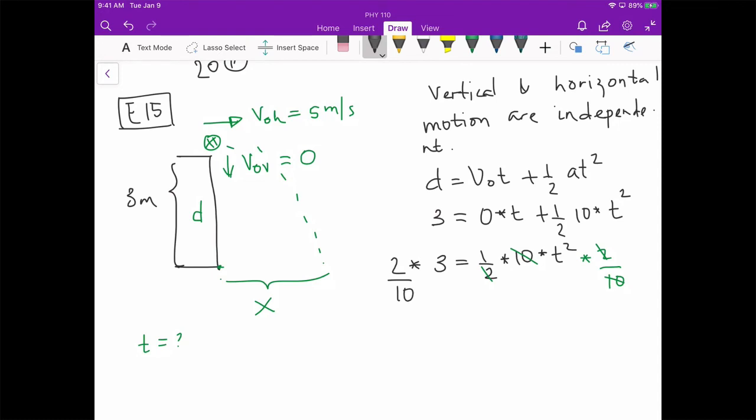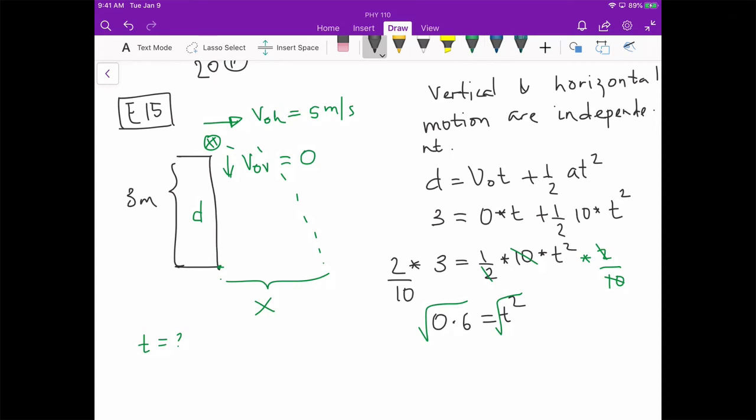Then what will this be? This will be 2 times 3 is 6. 6 divided by 10 is 0.6, which is equal to t squared. So 0.6 is not t, this is t squared. So what do you do to get the value of t? Square root both sides, because you have a t squared on that side. You need to isolate it.